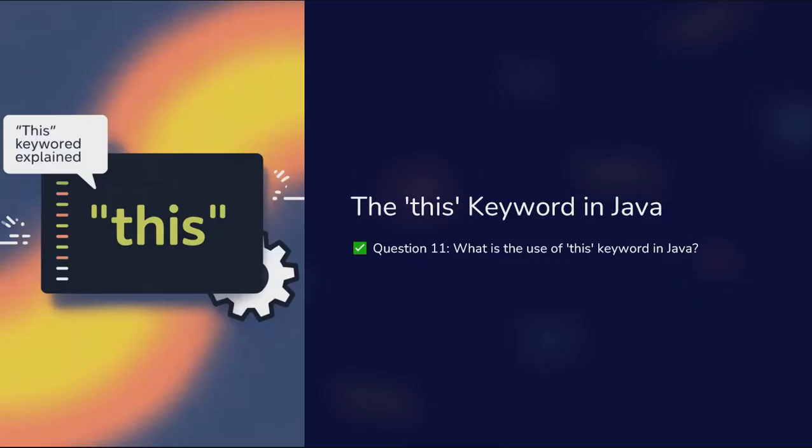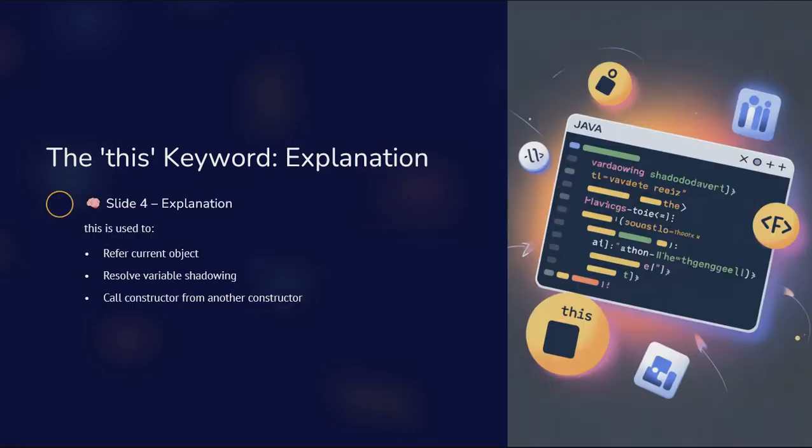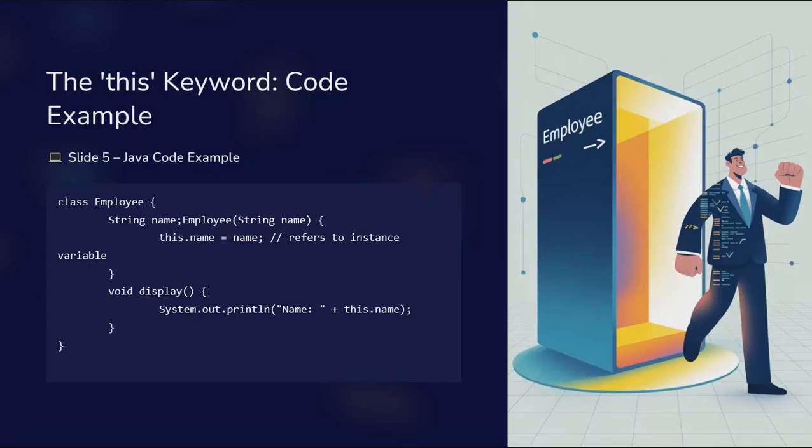So next question: the this keyword in Java. What is the use of the this keyword in Java? The this keyword refers to the current class instance. So the this keyword is used to refer to the current object, resolve variable shadowing, and call a constructor from another constructor.